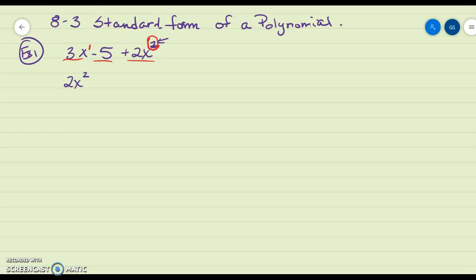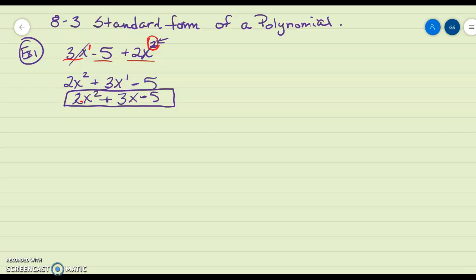Okay. The next term with a variable is the 3x raised to the 1. So we're going to write plus 3x raised to the 1. And then lastly, so we got these two, lastly is the constant, which is negative 5. So normally you'd see this as 2x squared plus 3x minus 5. All right.